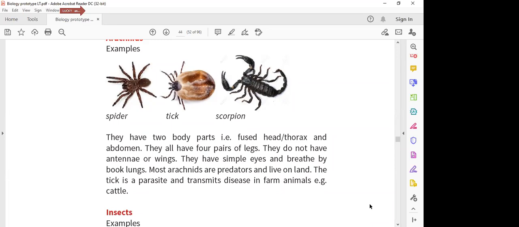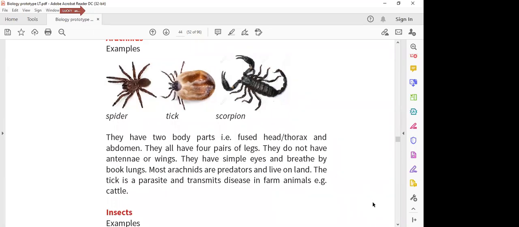Then we are very much interested in how the arachnids are predators and live on land. A spider is one predator we know. Oftentimes you have seen spiders making webs for trapping insects, and they keep at a distance. When an insect is trapped in there, they rush and then kill that insect and use it as their food. That one is common with spiders.